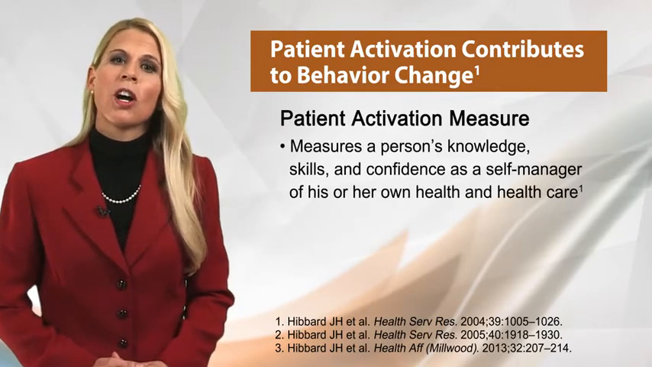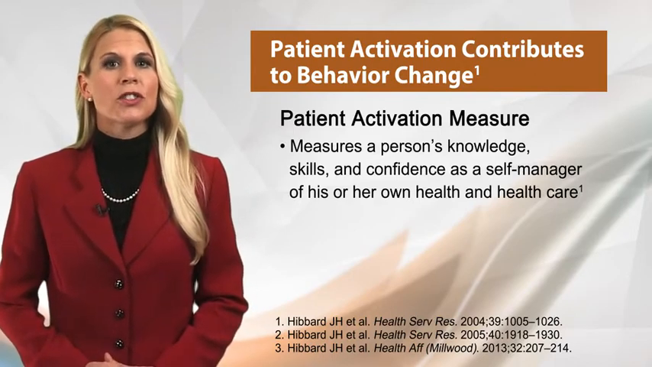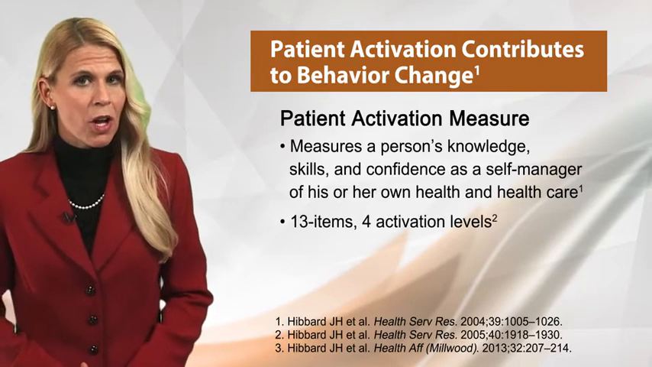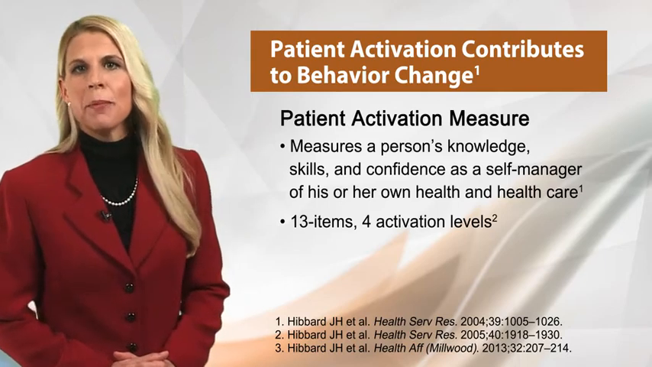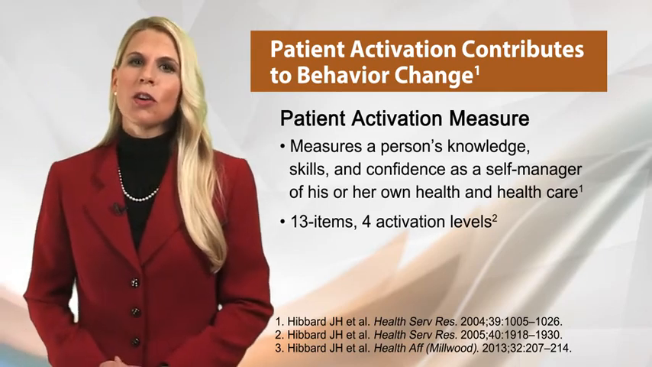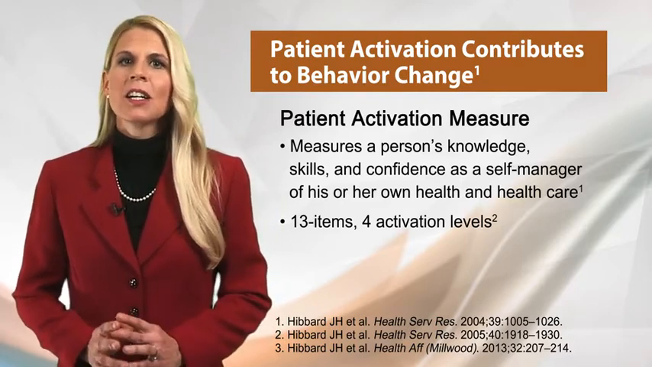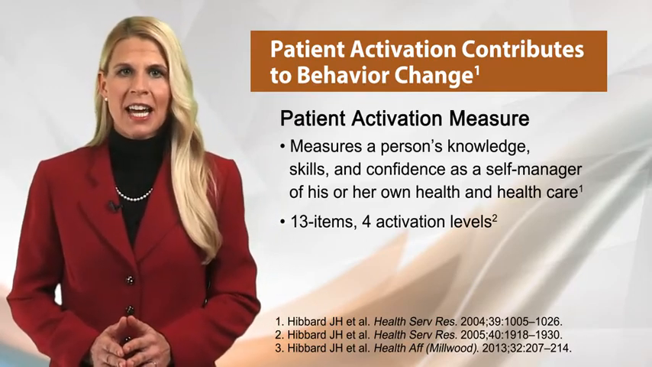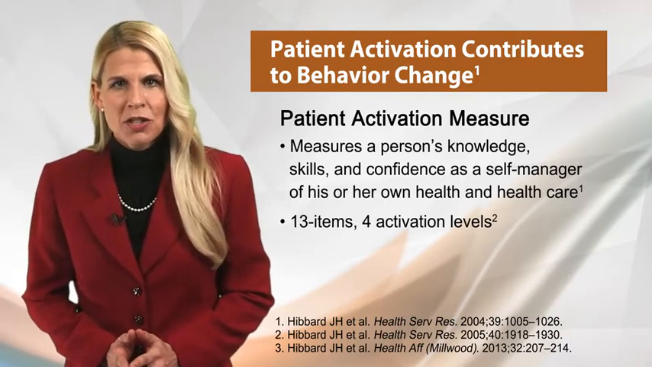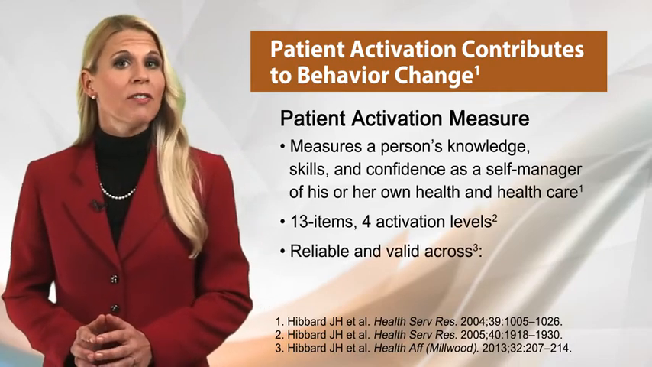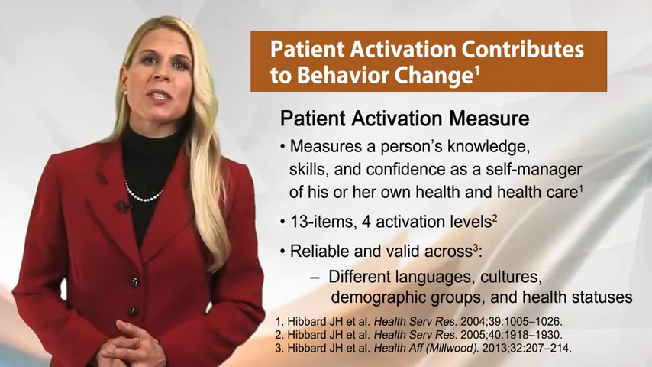The measure is scored on a 0 to 100 point scale, and people are categorized into one of 4 activation levels, with level 1 being the least activated and level 4 being the most activated. The score incorporates responses to 13 statements about beliefs, confidence in managing health-related tasks, and self-assessments of knowledge. The patient activation measure has been shown to be reliable and valid across different languages, cultures, demographic groups, and health statuses.